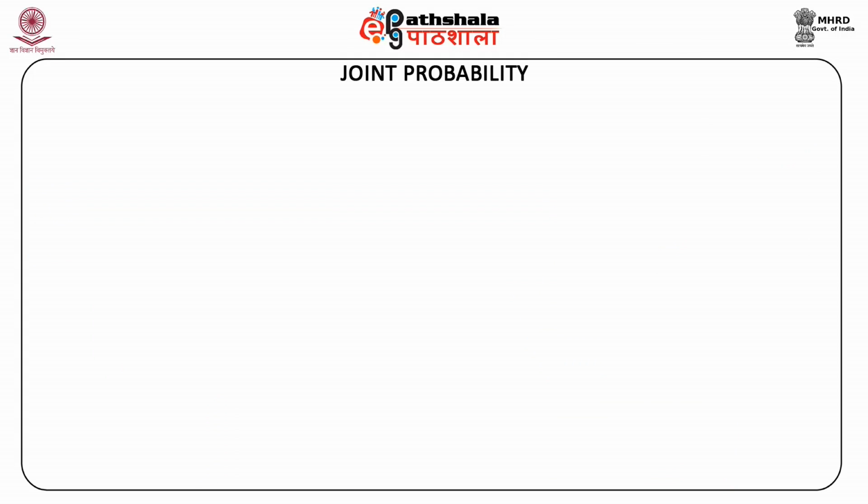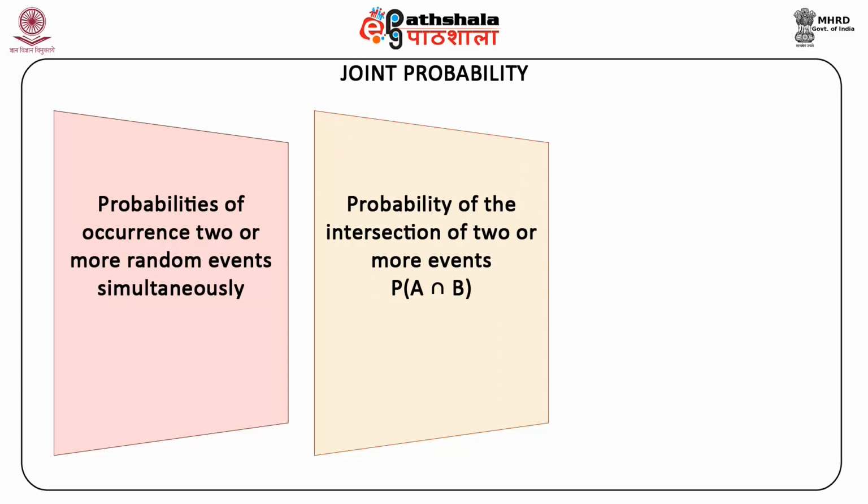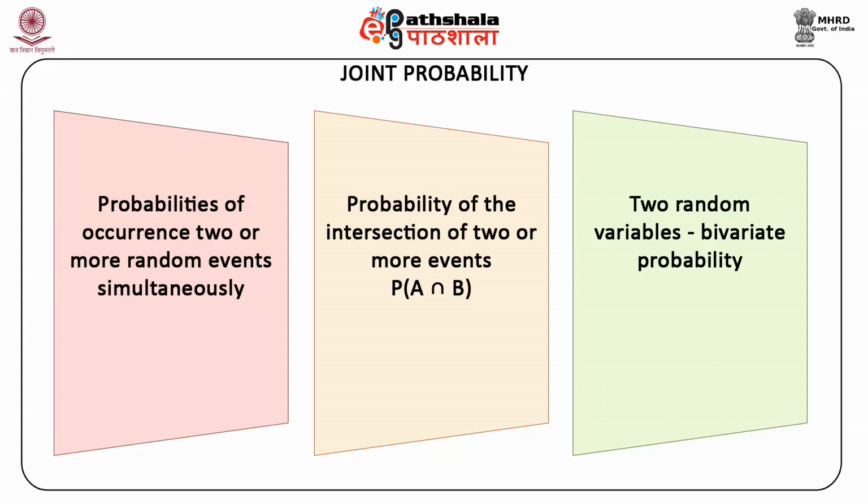Let us now understand the meaning of joint probability. Joint probability is a probability describing the probabilities of occurrence of two or more random events simultaneously. It is the probability of the intersection of two or more events. The probability of the intersection of A and B may be written as P A intersection B. In particular, if we have only two random variables, then it is known as bivariate probability.